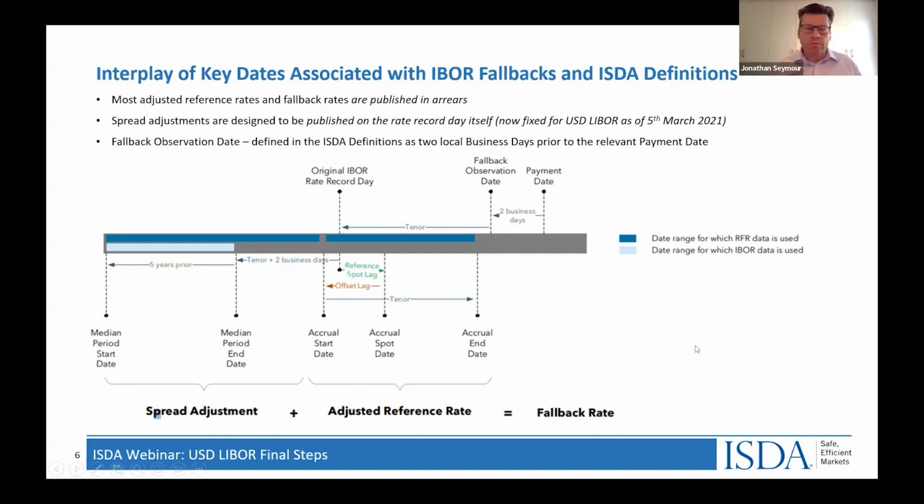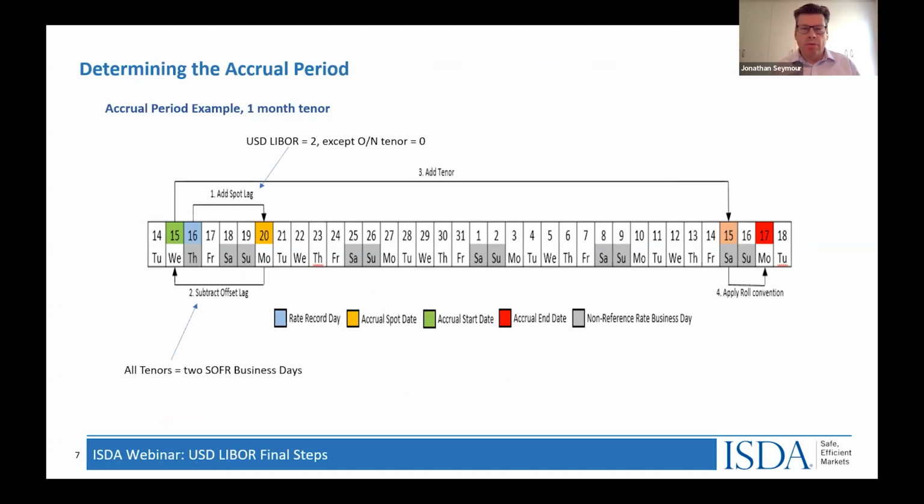Perhaps this more specifically will show the example of how the calculation works for US dollar LIBOR fallback on any given date. So I'm using here a 1 month tenor as the example. So if we start from the date that we're looking for a rate, in this example, we've just used what happens to be a non-business day. It happens to be Thursday, the 16th of the month. Let's imagine that's Thanksgiving in the US. So that's a non-business day, but we still calculate a rate for that day, a fallback rate for that day.